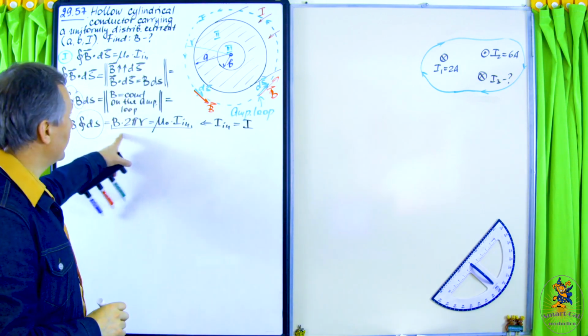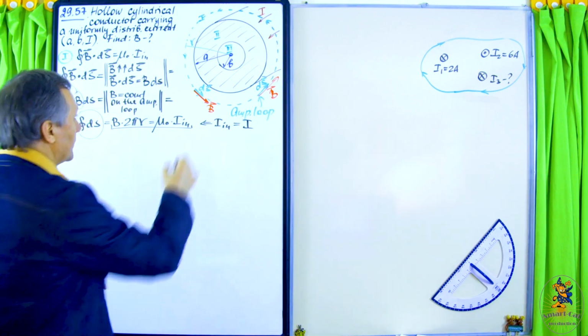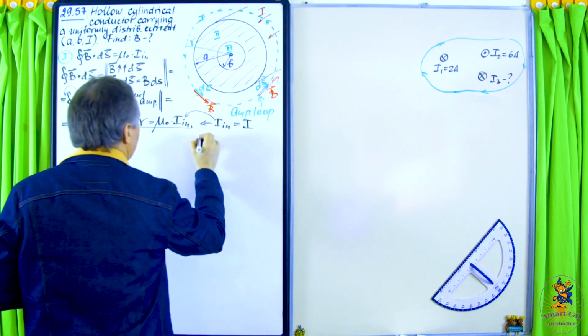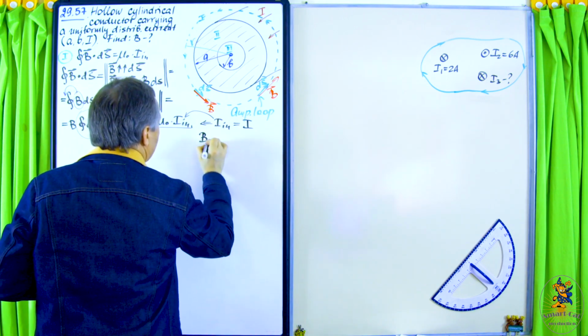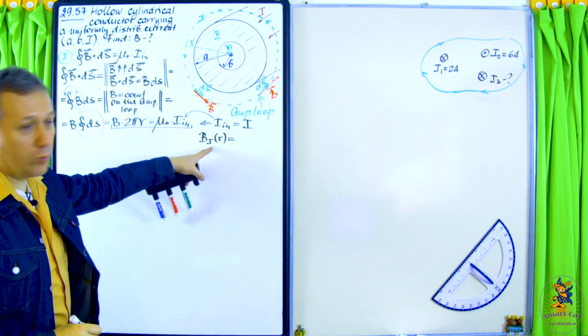So from here, we can immediately solve for B, because now we know the current, and I can write the answer immediately. So B in region 1 as a function of r equals... this is region 1, right?